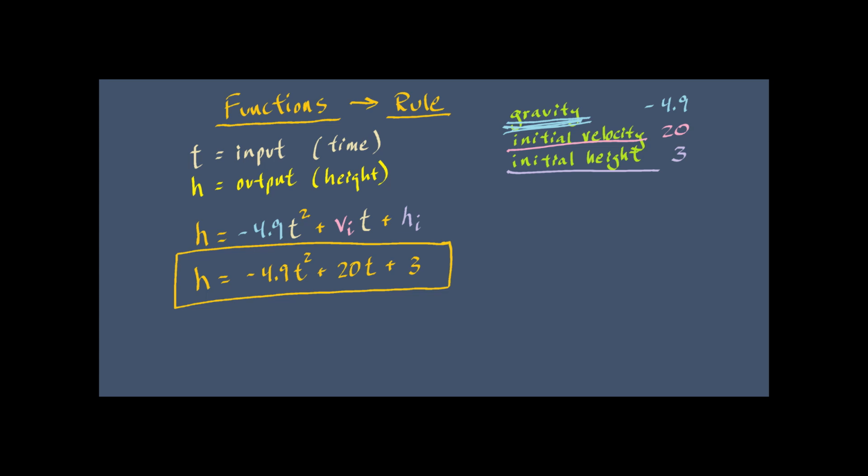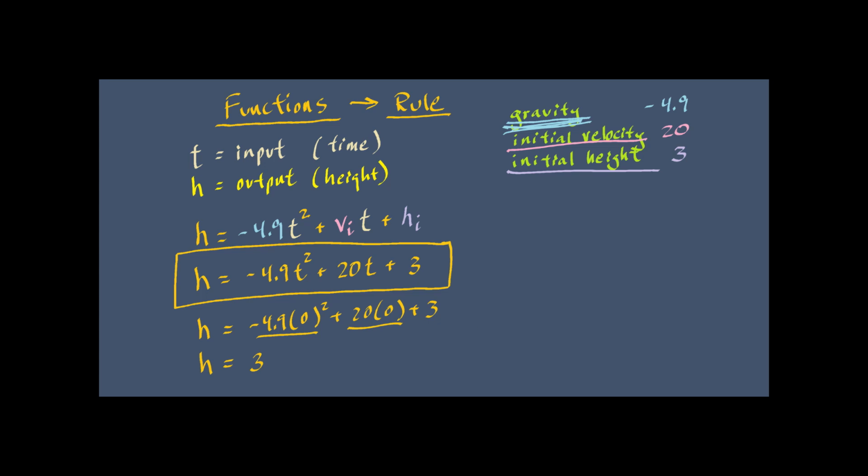Right? So at the time you threw it, well, right before you threw it, that's time 0. So if you put in a 0 for time, this is 0, this is 0, because anything times 0 is 0. Height is 3. Well, that's no surprise. That's just saying you started at 3. So that's not very interesting.